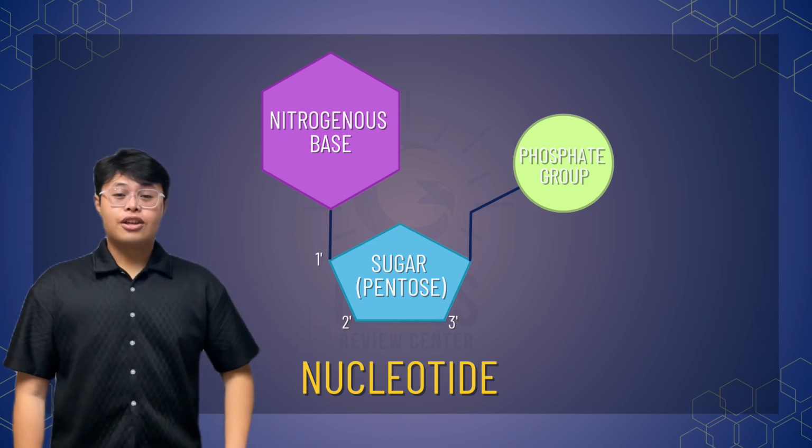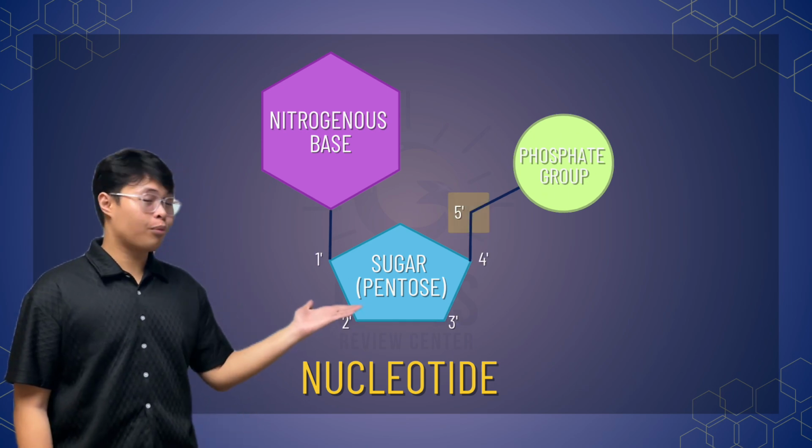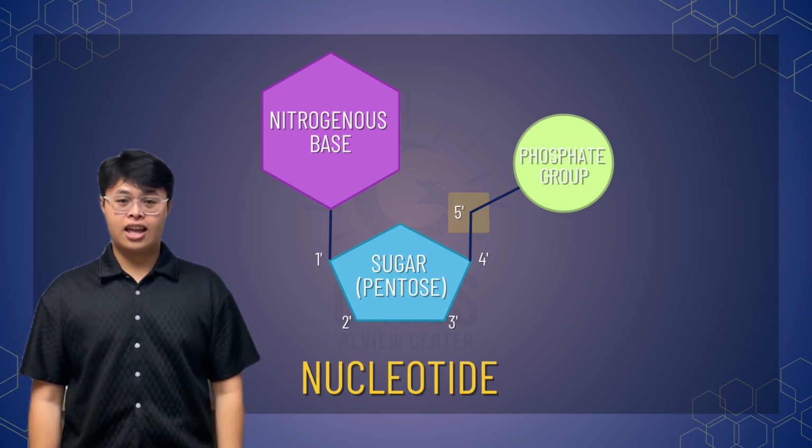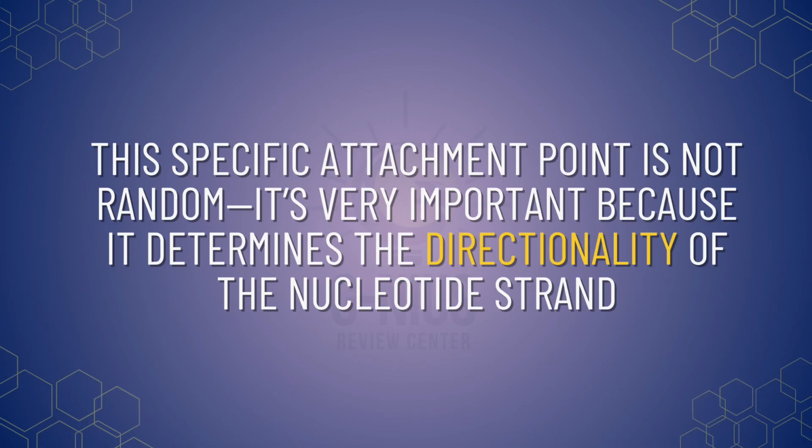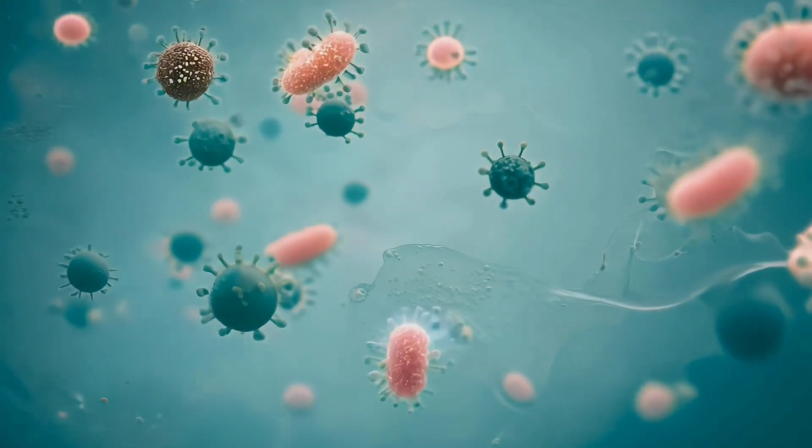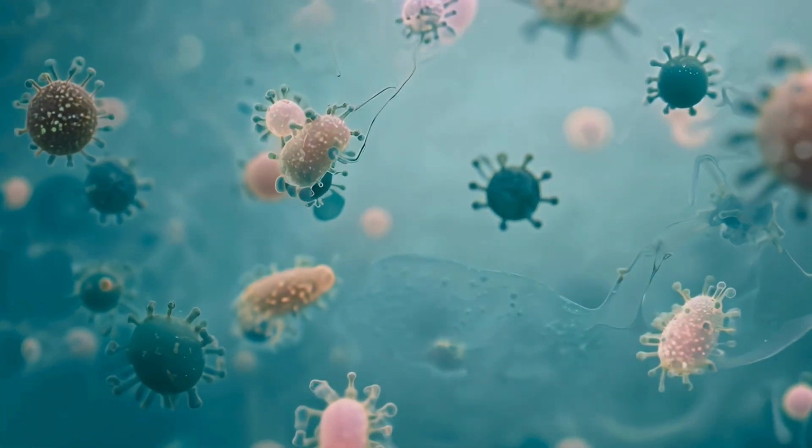Notice this. The phosphate group always attaches to the 5' carbon of the sugar in a nucleotide. This specific attachment point is not random. It's very important because it determines the directionality of the nucleotide strand. Later on, when we build DNA or RNA, the 5' to 3' orientation is what guides how nucleotides are connected and how genetic information is read and copied. So, the tiny 5' carbon plays a big role in how our genetic material is organized and functions.